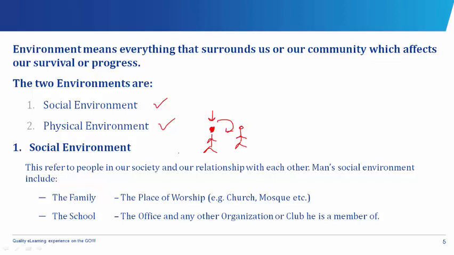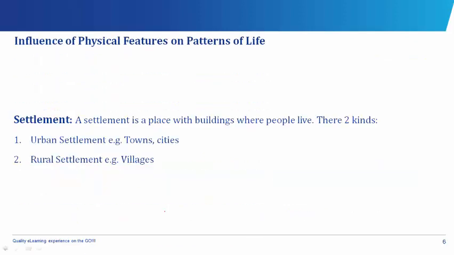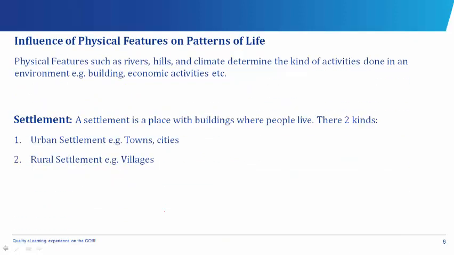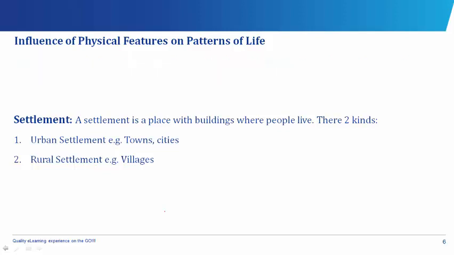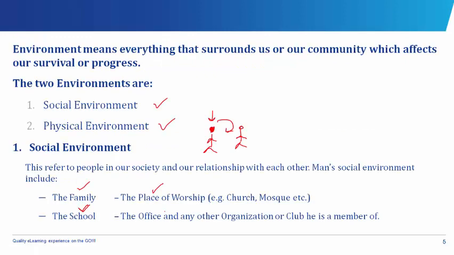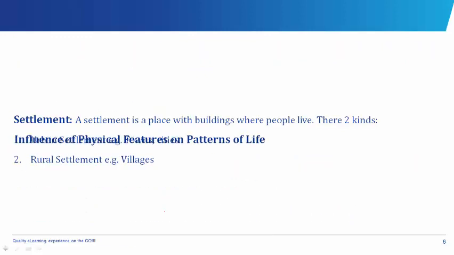So, to study the social environment, we'll look at the family. Family is very important. We look at our school, because in school we have our friends and teachers. We also look at our place of worship, the church and the mosque, and also offices and any other organization or club one is a member of. Okay, so in the coming chapters, we'll take our time to go through these points I've mentioned: the family, place of worship, the school, and offices.